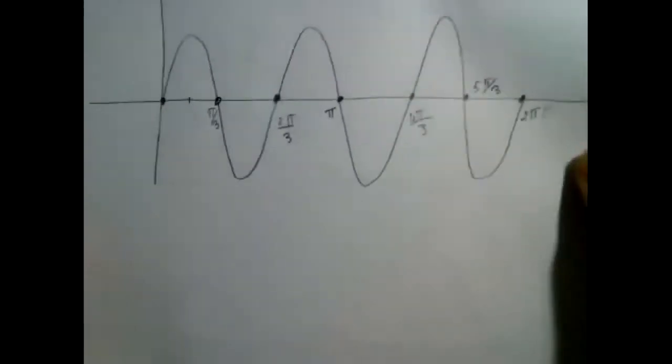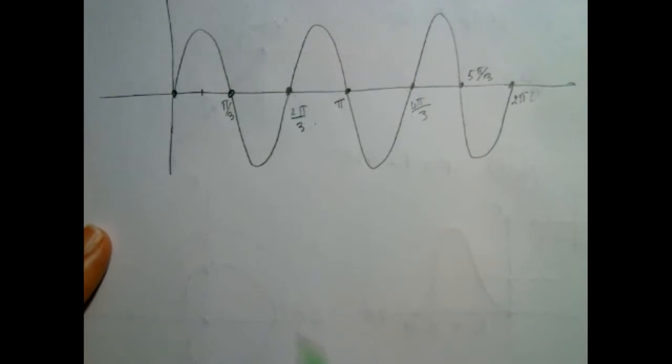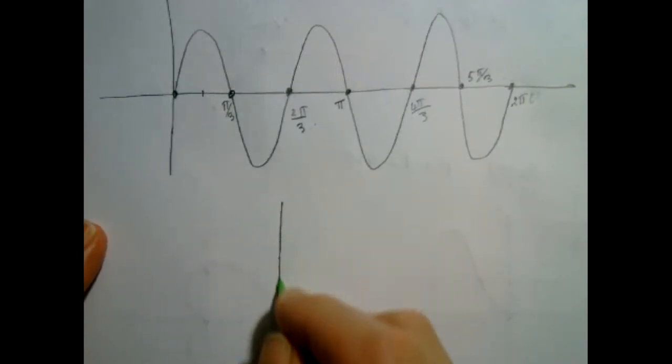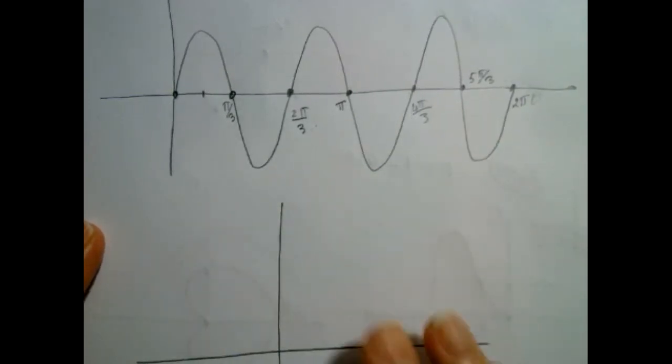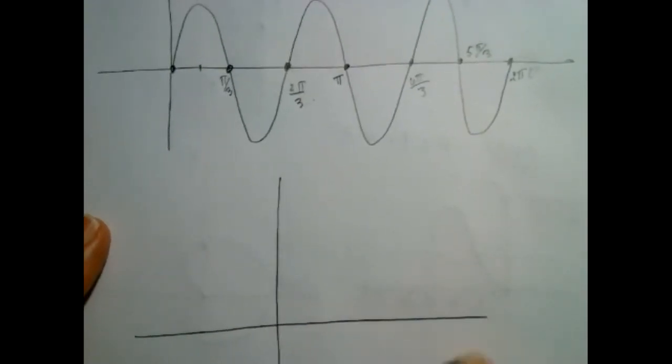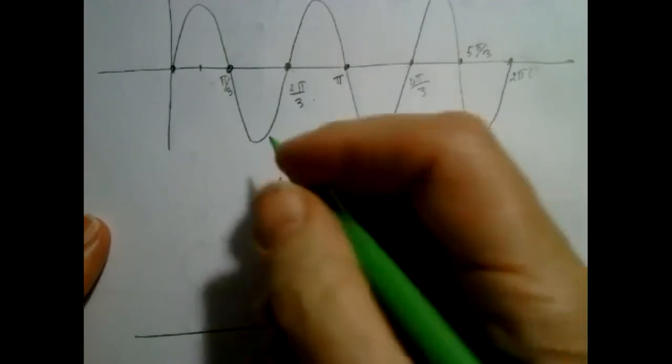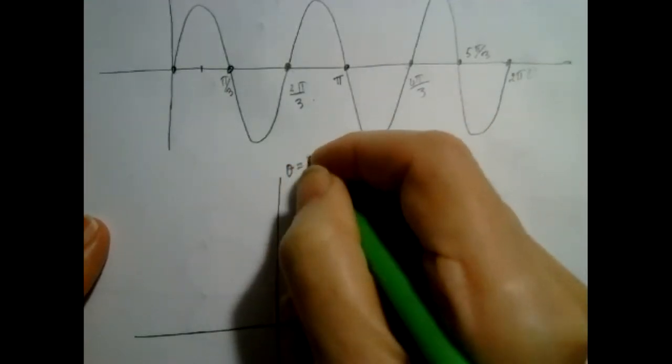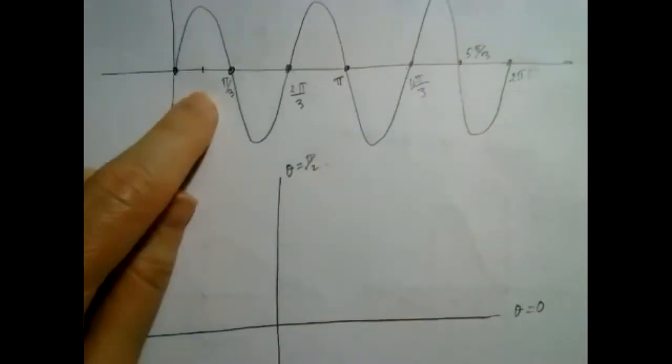Now I'm going to translate this verbatim. Right here, I'm going to take the polar plane, so we see both of them. So now the polar plane. This is the line theta equals 0, and this is theta equals pi over 2. And I'm going to translate it.